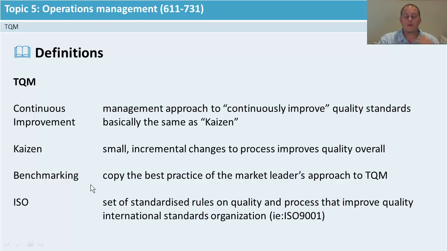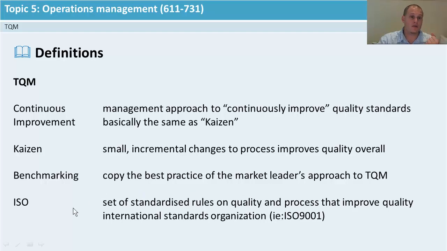One way of doing it is to do benchmarking. The Kaizen can sometimes just be internal, whereas the benchmarking would be the external. So you copy someone external to the business and take all their good ideas that they're doing for best practice and incorporate that into your continuous improvement plan.